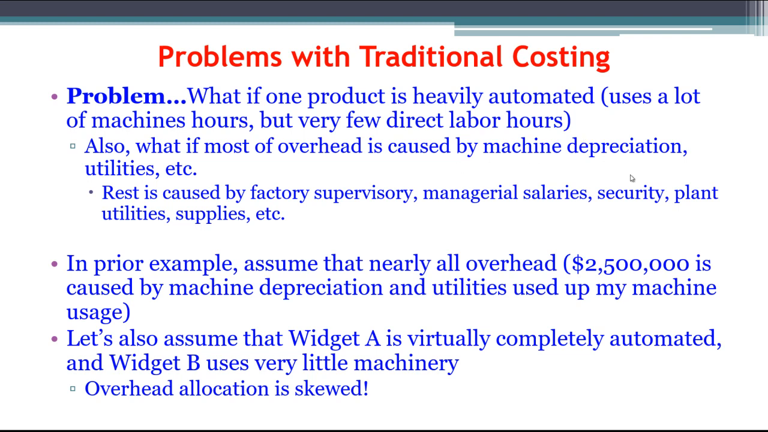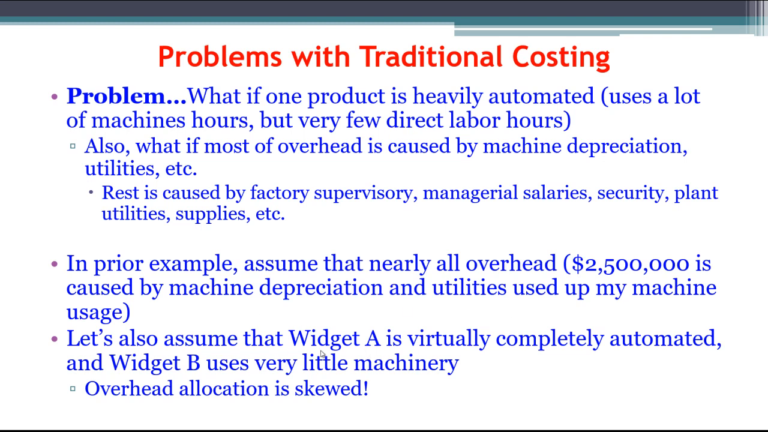So the fact that so much of that overhead was machine based and we're not even tracking machine hours, we're using something that would be very few in a machine automated department, that tells us there's probably some skewed results here. In the prior example, let's say that nearly all overhead, 2.5 million out of 3 million, is caused by machine depreciation and utilities that are based on machine usage.